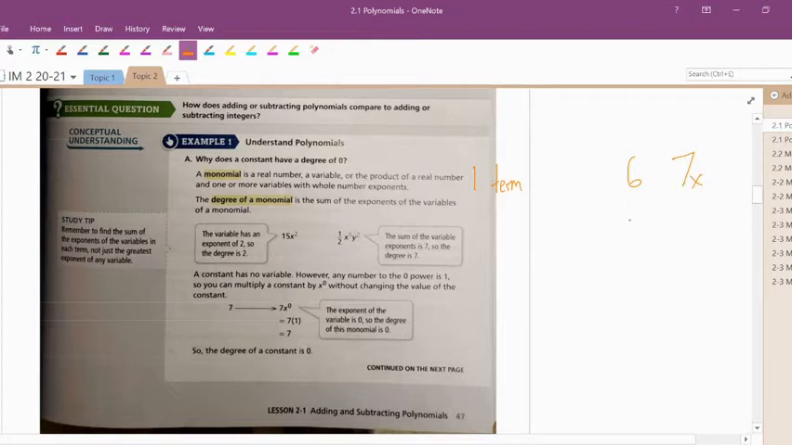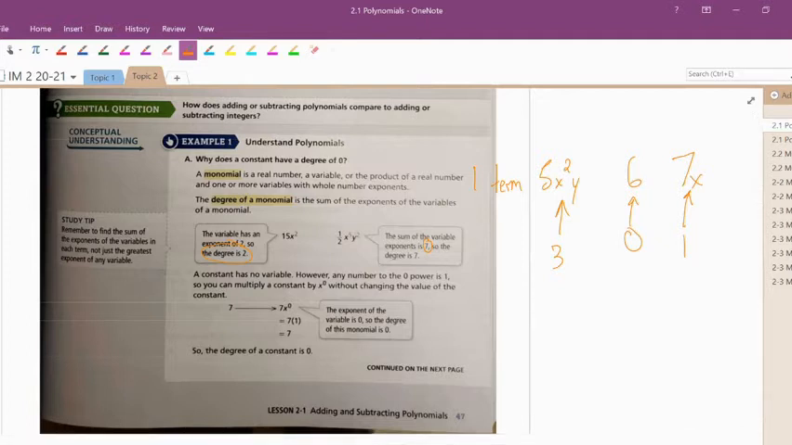So the degree for 6 is 0 because there's no variables. For 7x, there's 1. If we did something like that, it's a monomial still, it's only one term. But now we have a degree of 3 because we have 2 x's and 1 y. So degree of a monomial is the sum of the exponents of the variables. The variable has an exponent of 2, so it's degree 2. Whereas this one, the sum of the variable exponents is 7: 5 x's and 2 y's. It doesn't matter if they're the same variable, you just have to add up all the exponents.